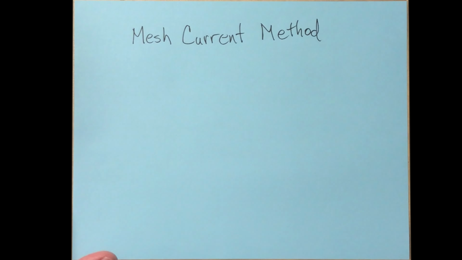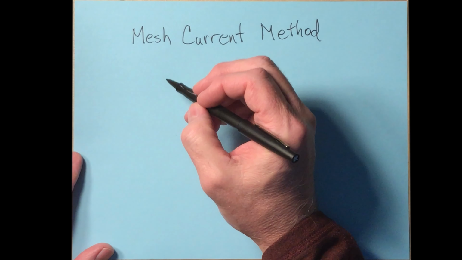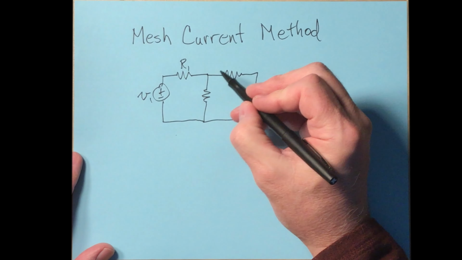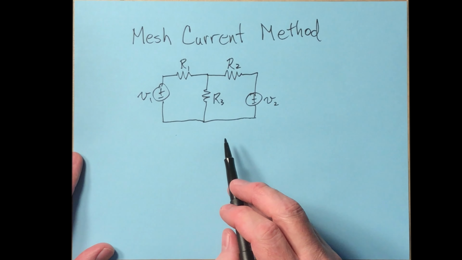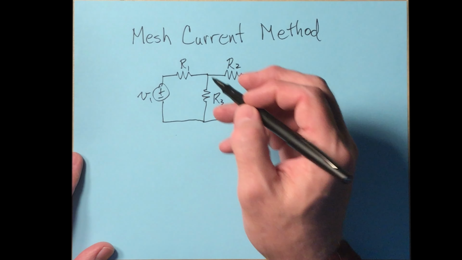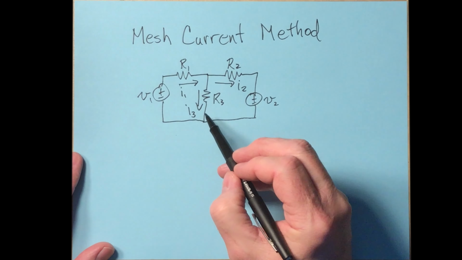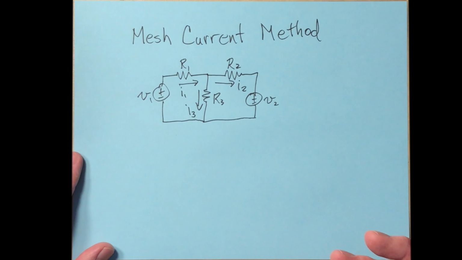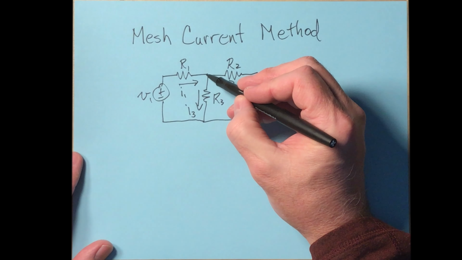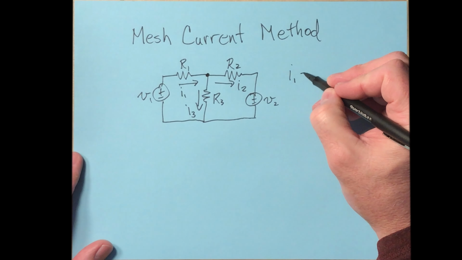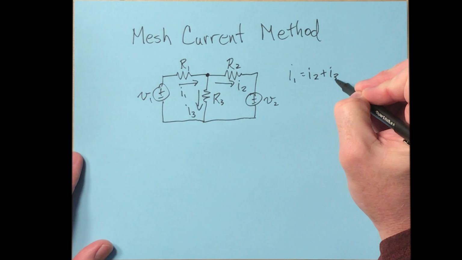In a typical KVL, KCL type of circuit, let's say we've got a circuit that looks like this, a pretty simple one. So here's our circuit, and now let's define 3 currents that would be part of a KVL, KCL type problem. We would have to have 3 equations to solve for the 3 unknowns here. And we would write a KCL for this node right here that would look like this: I1 is equal to I2 plus I3.